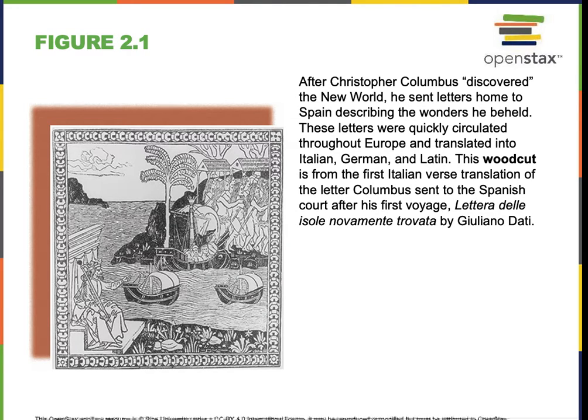So this is a woodcut made from the Italian verse translation of the letter Columbus sent to the Spanish court, and that means to King Ferdinand II and Queen Isabella. There is a brief analysis of the image of Christopher Columbus in the textbook, and there it actually emphasizes the Spanish King Ferdinand II and the Arawak people. And those Arawak people are indigenous, or were indigenous, to Hispaniola in 1492, which is present-day Haiti and Dominican Republic.